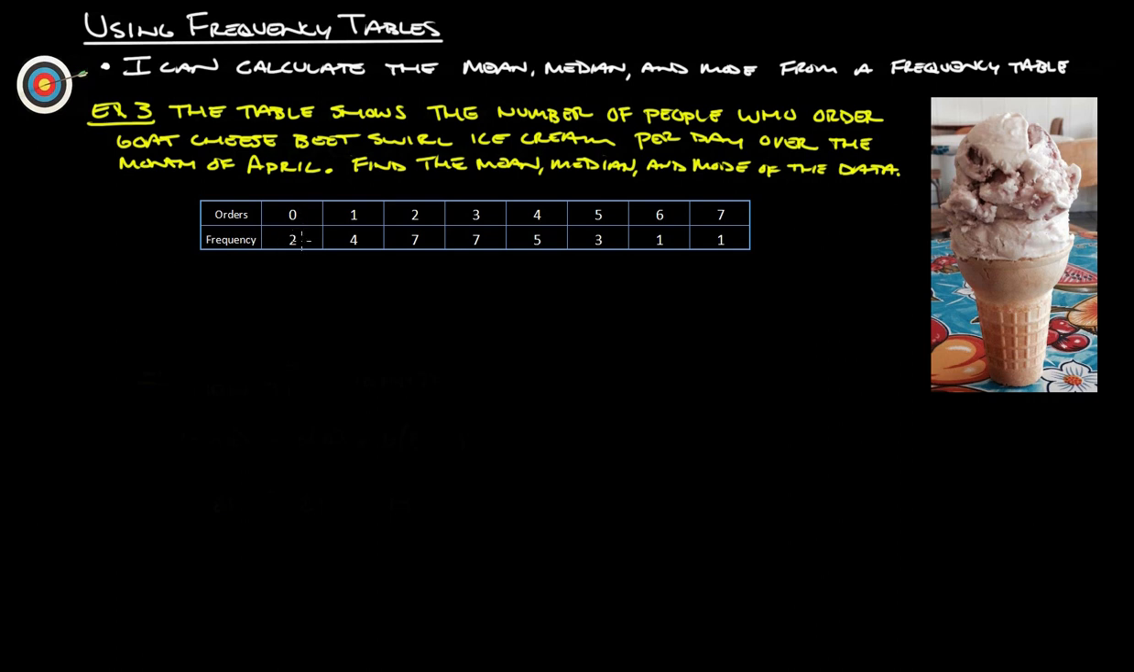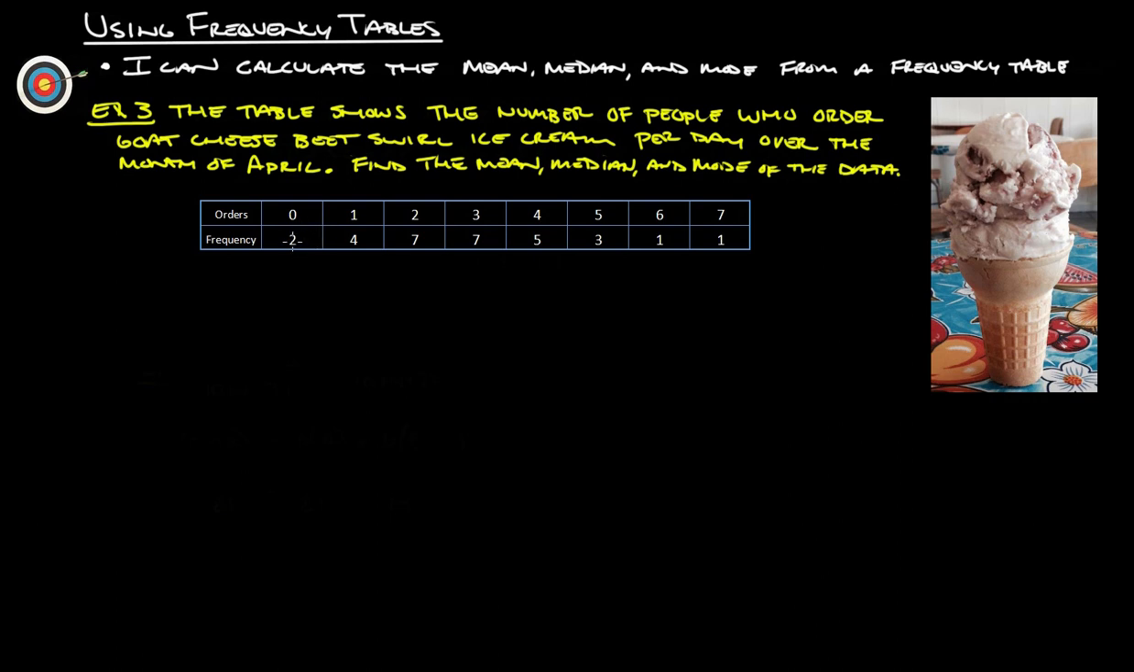This gives you that there were 2 times nobody ordered goat cheese beet swirl ice cream. 4 different times there was 1 order, 7 different times there was 2, 7 different times there was 3, so forth and so on. Okay, so that's what a frequency table does. Instead of writing 30 numbers out, it writes all the possible answers that you had. So like the most that on one day, one time 7 different people ordered the goat cheese beet swirl ice cream.